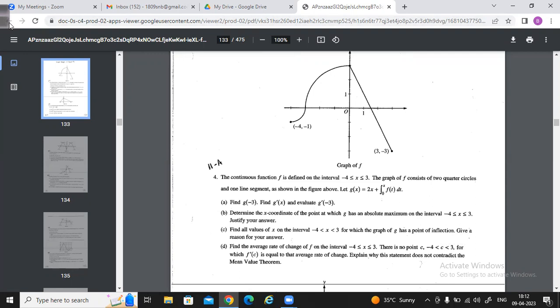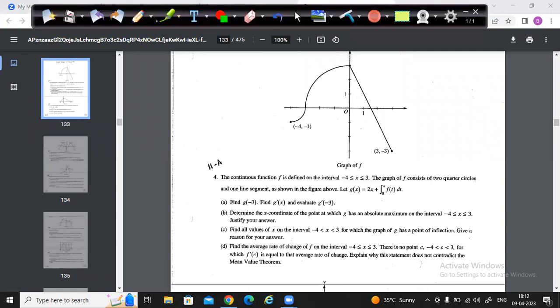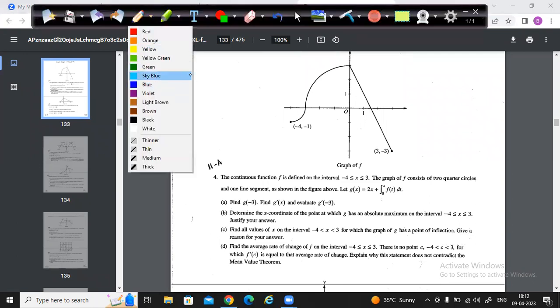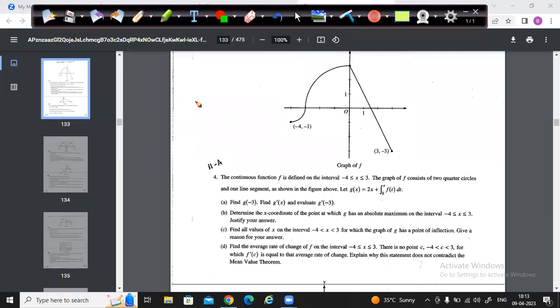This question is already completed. Completed means then do your Gururaj. We'll just do it once, fast. Everyone will do. We'll do all the parts. Last time I might not have done g dash of x and everything. So we'll do it fast.